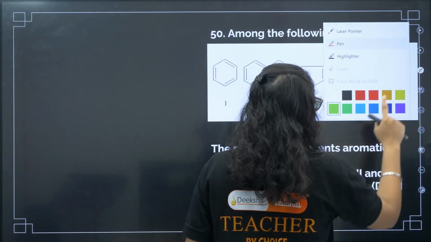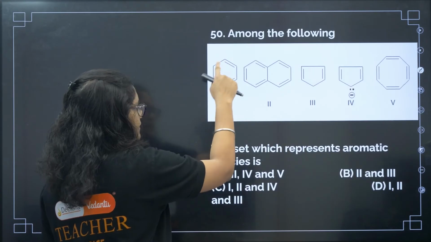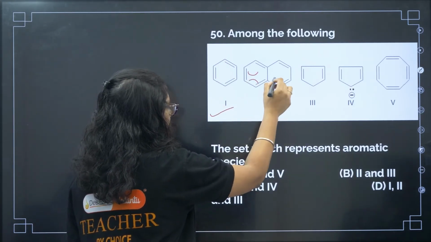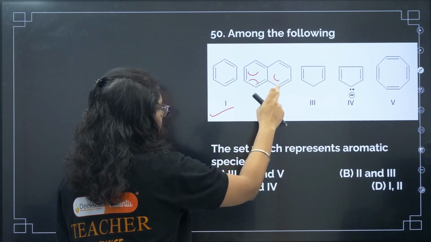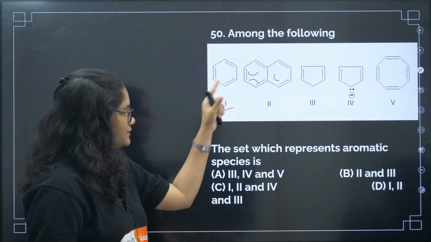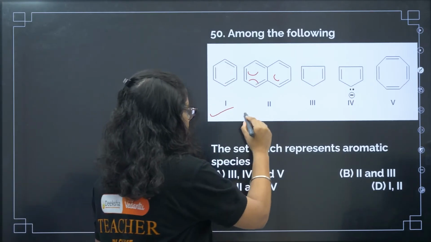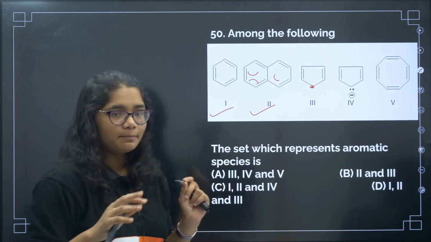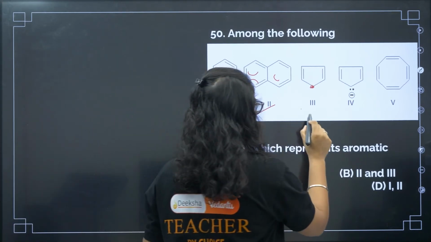Now coming to the 50th question, the set which represents the aromatic species. Let us see the aromatic species here. You can see this is a benzene ring, so this is aromatic. This is also aromatic: there is conjugation, and counting 1 2 3 4 5, there are 4n plus 2, that is 10, electrons, and it is cyclic. Now here, this is an sp3 carbon, so it is not a planar molecule and cannot be aromatic.